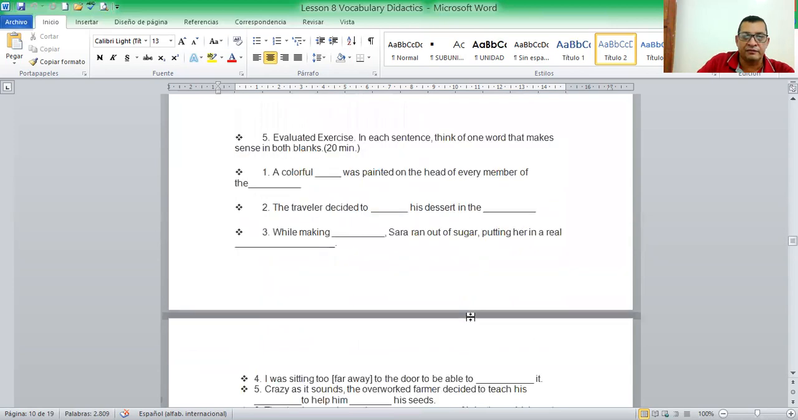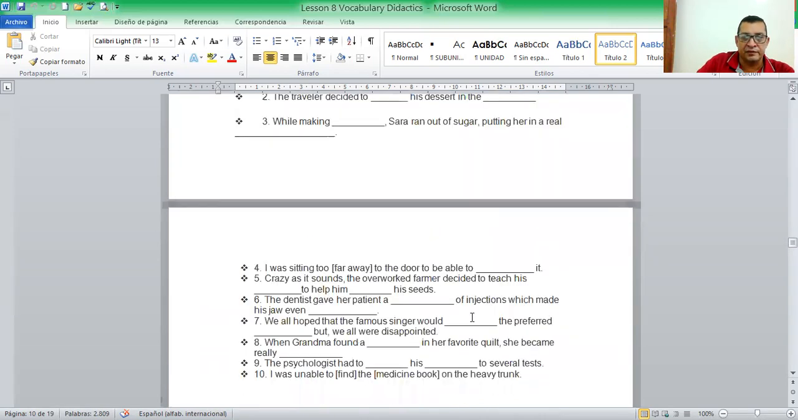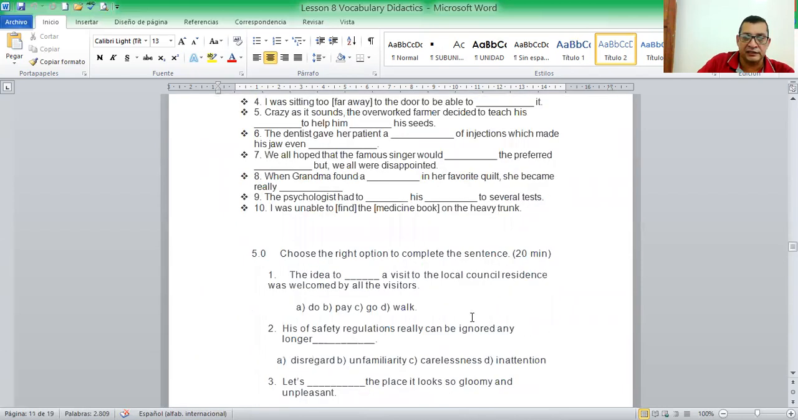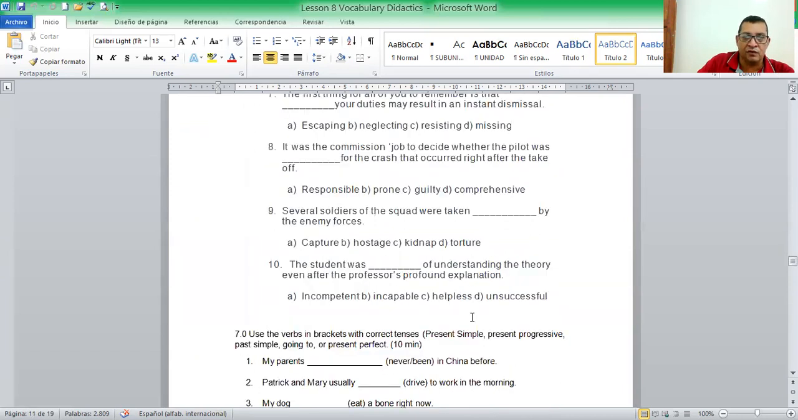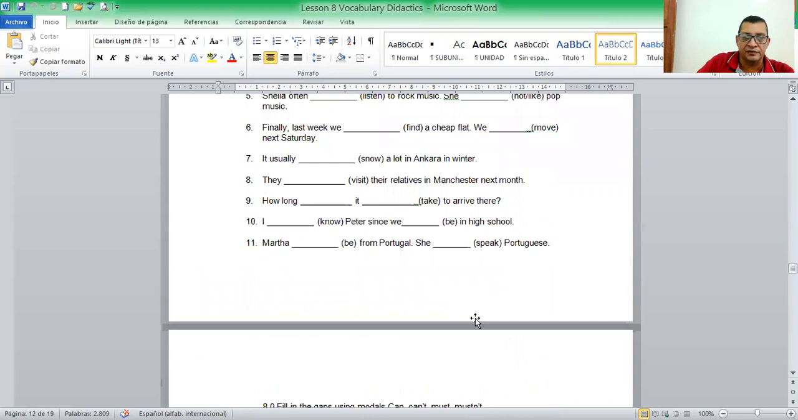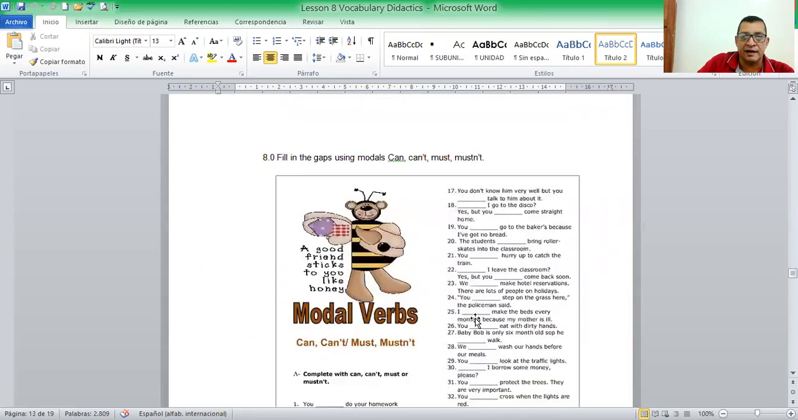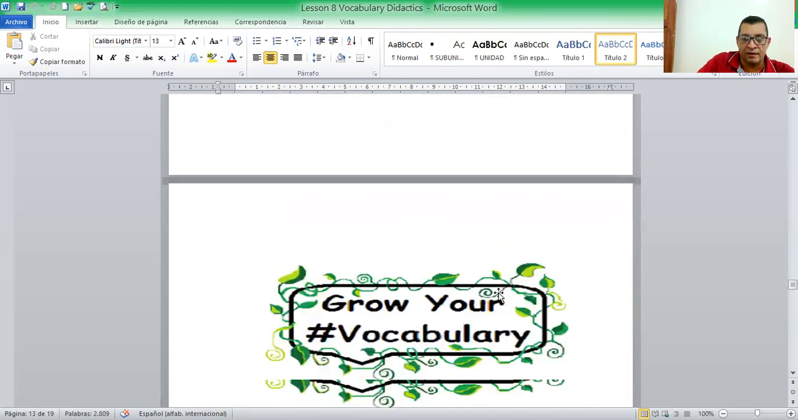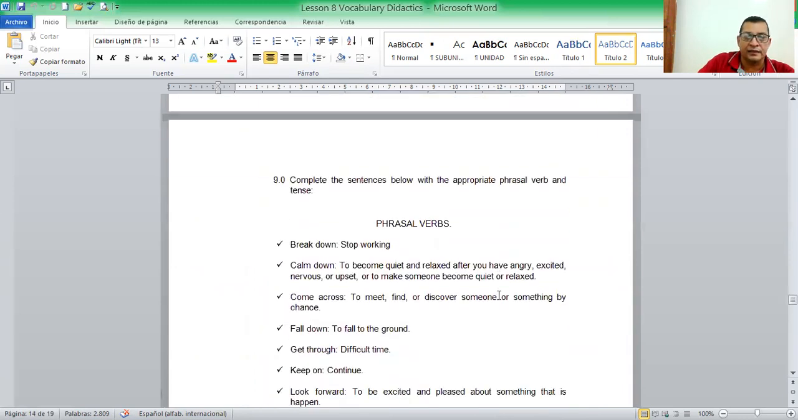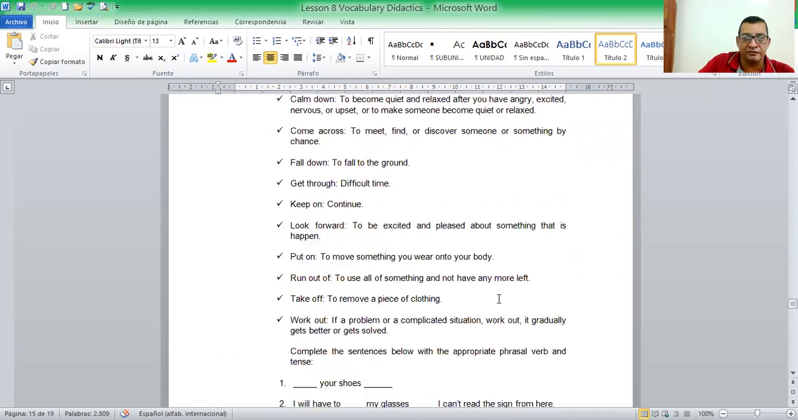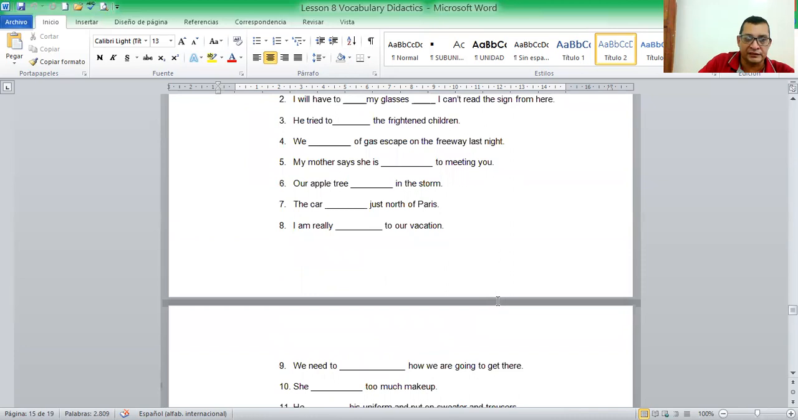And here we have an evaluated exercise that is very important for you if you try to do the exercises on the platform or here in this session, okay? All of these exercises are very useful for you. You have an exercise that is filling the gaps using modals can and must, okay? All of these activities are very important in order that you can do the exercises, okay? Complete the sentences below with the appropriate phrasal verb tense. Here you have different kinds of phrasal verbs you are going to use in this homework, okay?